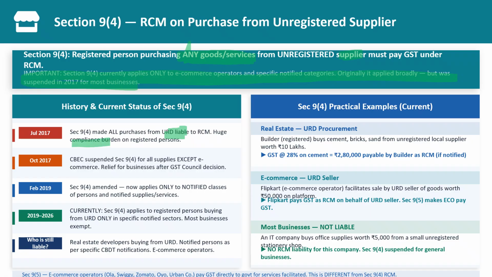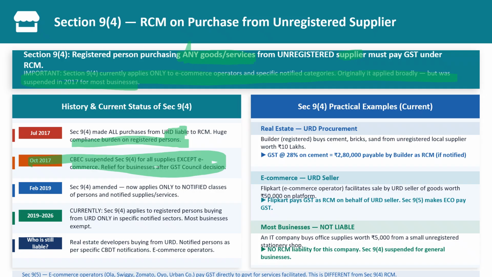Under this section 4, all purchases from unregistered persons were liable under RCM. This was a compliance burden on registered persons. Because of this, on October 17th, they suspended this for all supplies except e-commerce and any other businesses notified by the government. Now it applies to notified persons only. Earlier it applied to all unregistered persons.